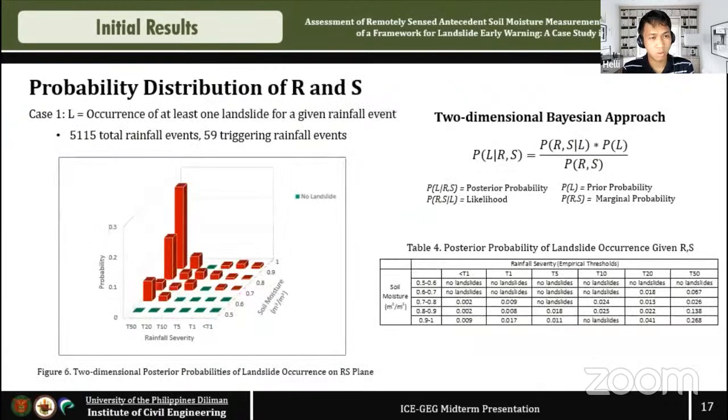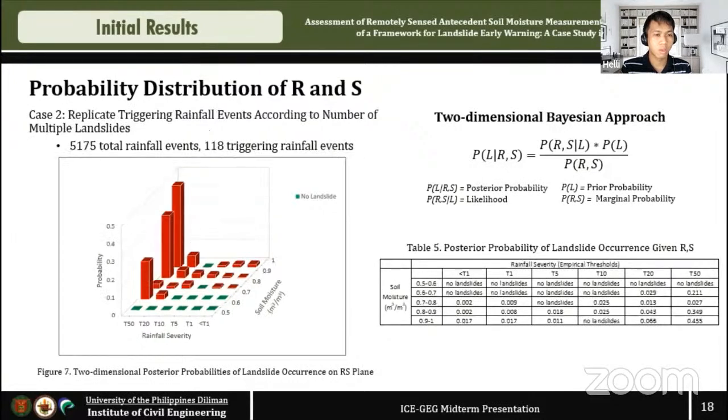For the consideration of antecedent soil moisture, the daily average root zone soil moisture measurements from NASA SMAP were used. The root zone soil moisture measurements in Benguet ranged from 0.5 to 1 for the study period, which served as the basis for the categories for the probabilistic distribution of R and S. The maximum probability of 0.268 can be observed at the most extreme event. Moreover, the probability distribution demonstrates that even less severe rainfall events can result to landslides at more moist soil conditions.